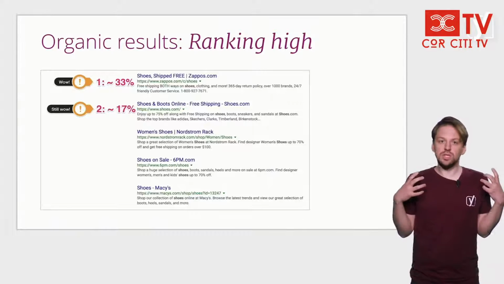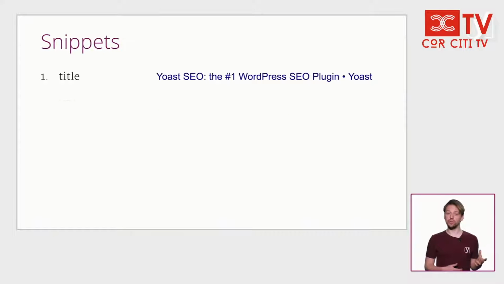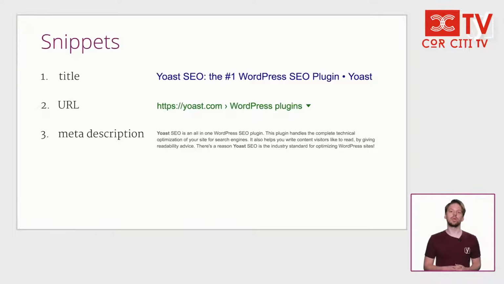Now, let's explore what these search results consist of. We call every separate search result a snippet. And a standard snippet consists of 3 elements: the title in blue, a URL or slug in green, and a meta description in black. In the meta description, you should give a clear description of what your page is about. Your meta description should entice users to click the result, so it's hugely important. With our plugin, you can determine the title and slug and give Google a suggestion for the meta description.